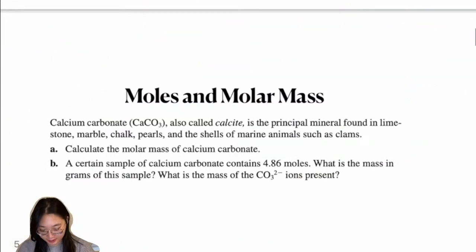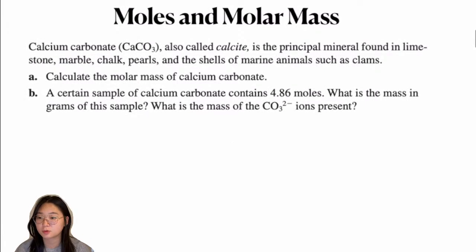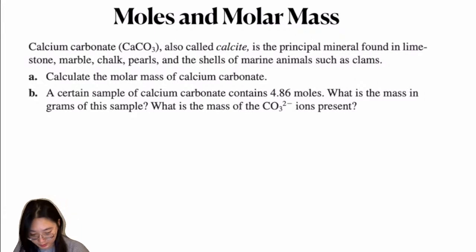Okay, and next, another sample question. Calcium carbonate, CaCO3, is called calcite, and it's the principal mineral found in limestone, marble, chalk, pearls, and the shells of marine animals such as clams. A. Calculate the molar mass of calcium carbonate. Again, it's similar to the last question we did.